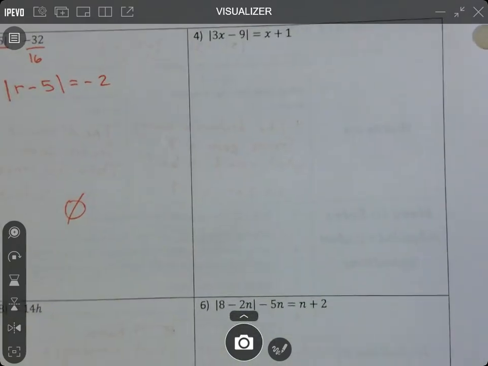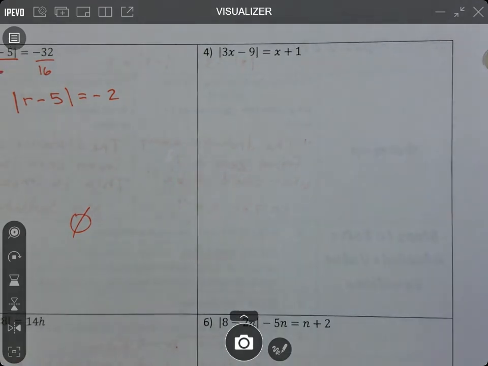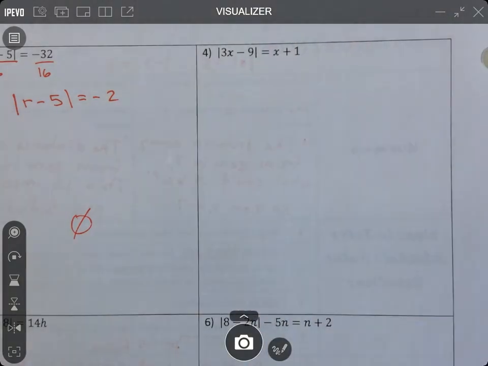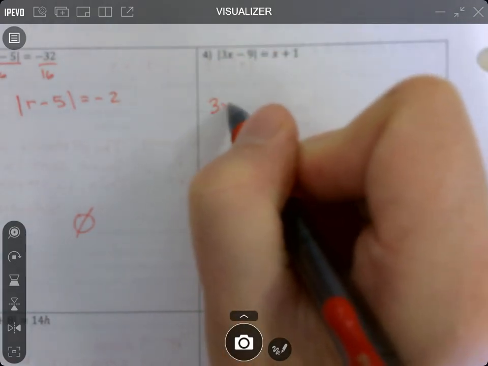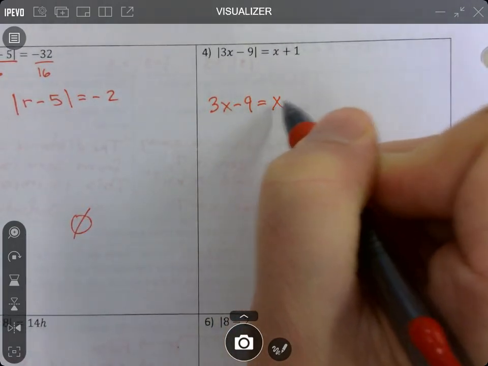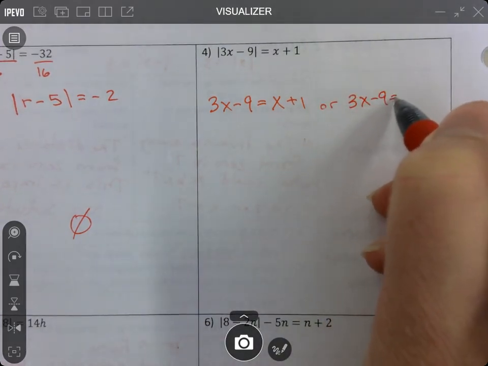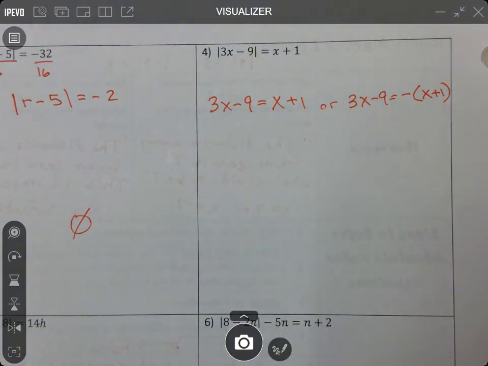I mean, the absolute value is isolated, but there's more stuff, right? Like before, it was just the absolute value, and then you just had a number. Okay, well, remember how we said a positive version or a negative version? So the absolute value is isolated. That 3x minus 9 equals exactly the x plus 1, or 3x minus 9 equals the opposite of x plus 1. Do you notice I put the parentheses there?